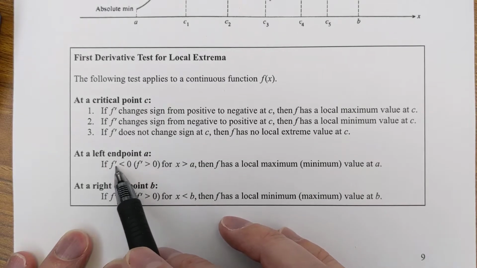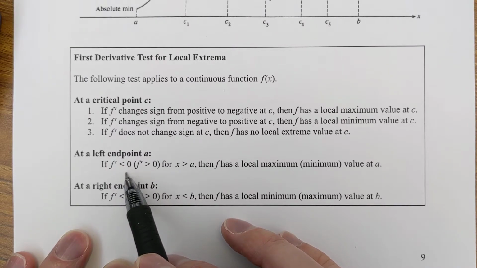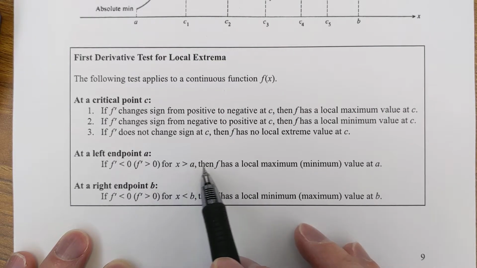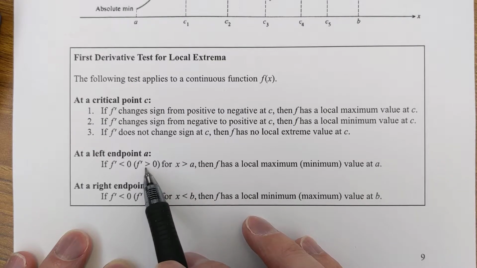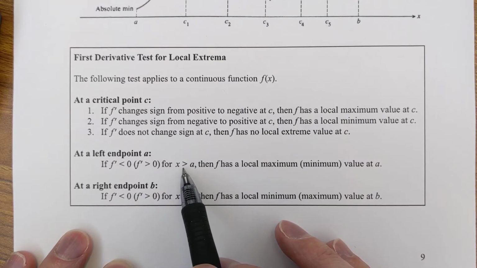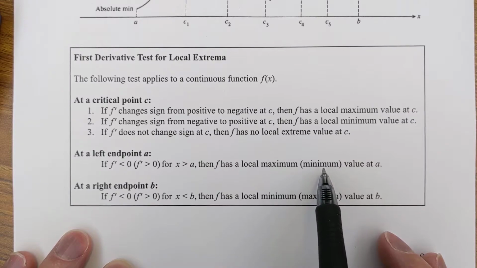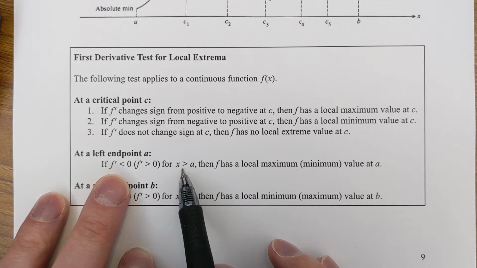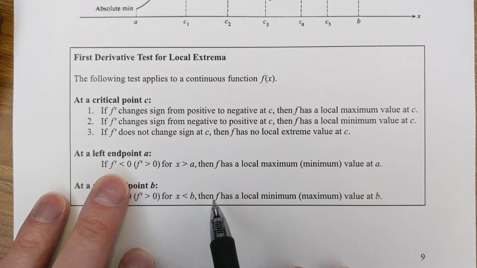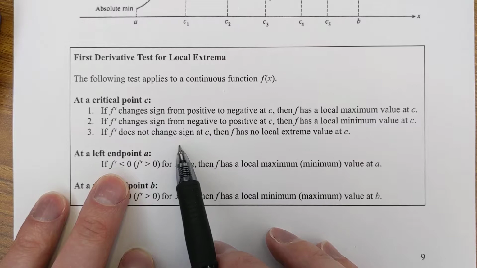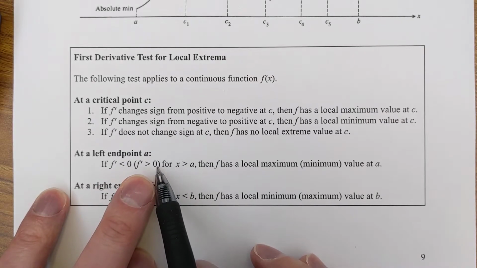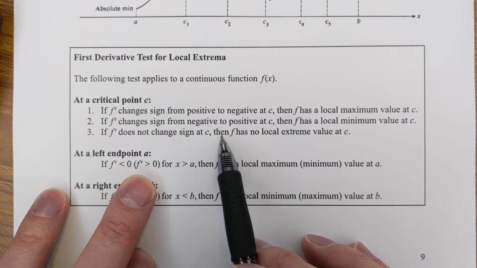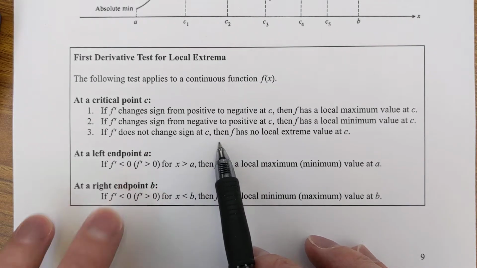At a left endpoint of a, if the derivative is negative for x more than a, you have a local max. If the derivative is positive when x is more than a, then you have a minimum. So what that means is the first one, if the derivative is negative to the right of a, that means the graph is falling, which means that a was a maximum value. It was dropping away from a. If the derivative is positive to the right of a, that means the graph is climbing if you start at a, which means you have a minimum there at a, so the graph's going up.